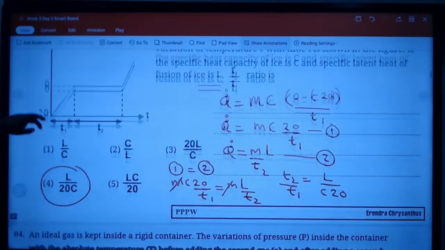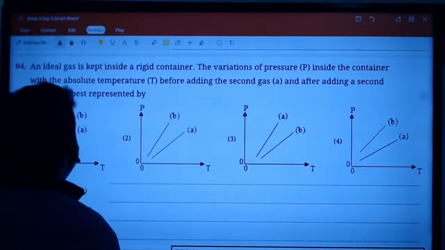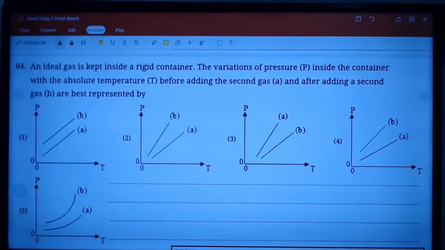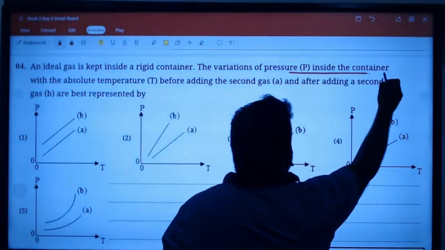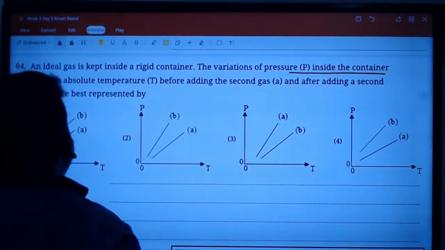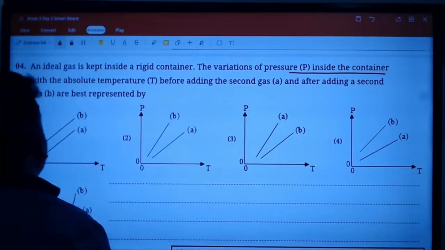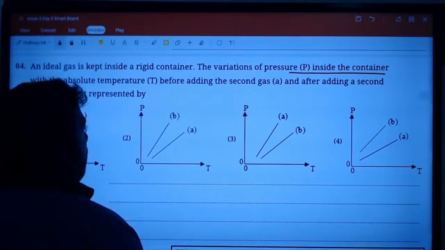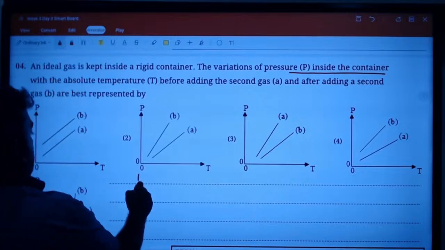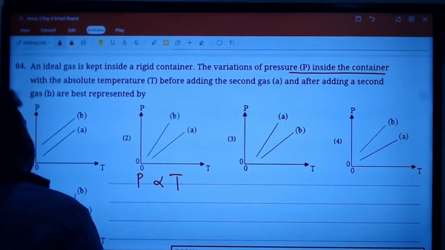Okay, now moving on. An ideal gas is kept inside a rigid container. Variations of pressure inside the container with absolute temperature, before adding the second gas and after adding the second gas, is. So remember, pressure is proportional to absolute temperature before adding the gas.